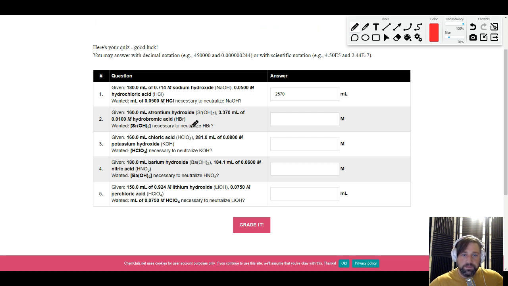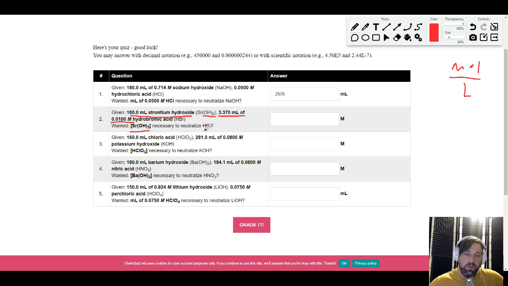Let's do this one again. All right. So given we have 160 milliliters of strontium hydroxide. Now, this case again has 2 OHs for it. And we have 3.367 milliliters of 0.01 molarity hydrobromic acid. All of these are going to be strong acids and bases. And we want to know what is the molarity of, so we need moles and liters to neutralize this.